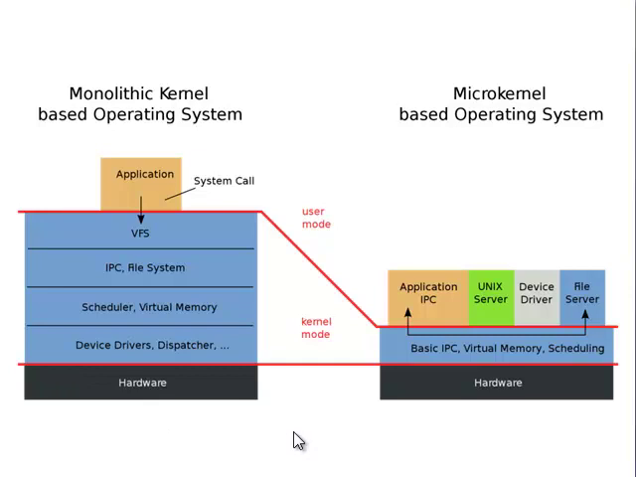A microkernel-based operating system tries to move as much as possible of the features into this user mode space here. So for example, device drivers are no longer part of the kernel. Device drivers now run as if they were other programs being run by the user. And even the file server is a part of the operating system, but it runs in user mode.